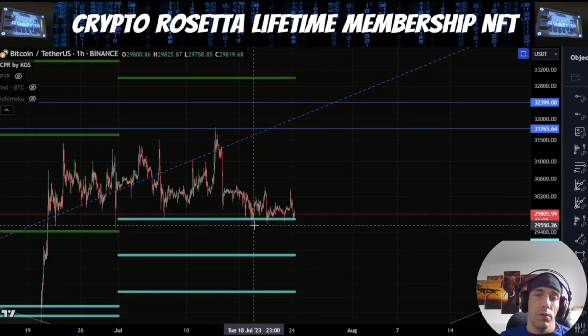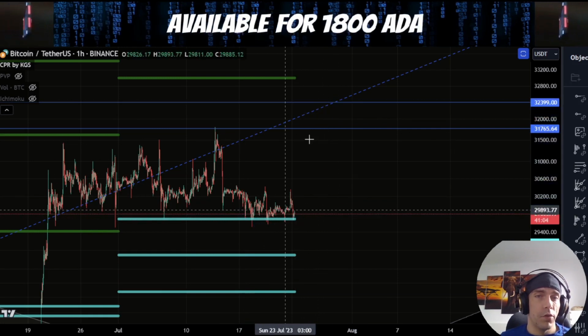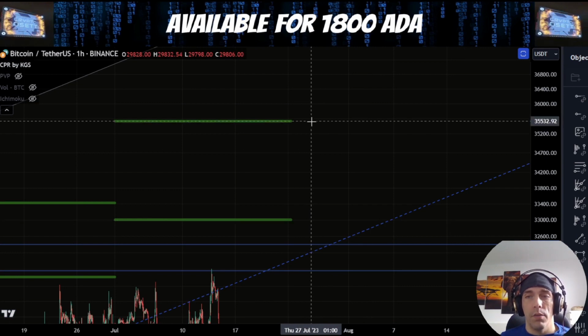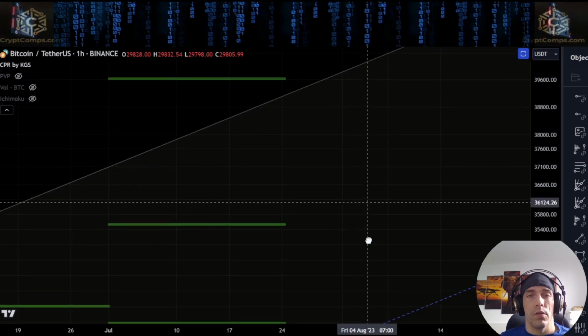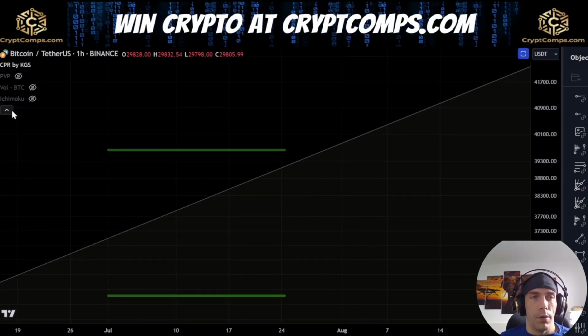If, however, we do look to continue to hold these lines and we start to see price move away from this zone, what I'll be looking for to the upside for the remainder of this month will be this 32,983. We have this 35,532 and this level here of this 39,633 to the upside.